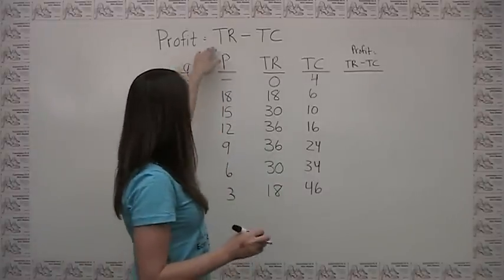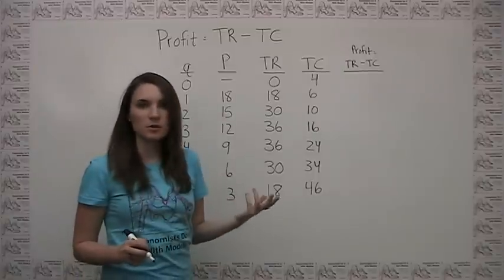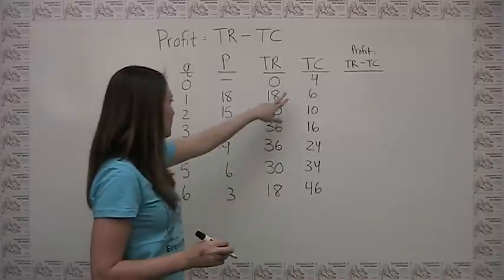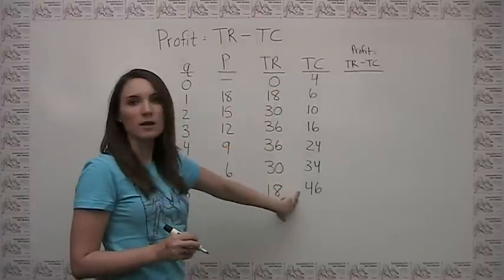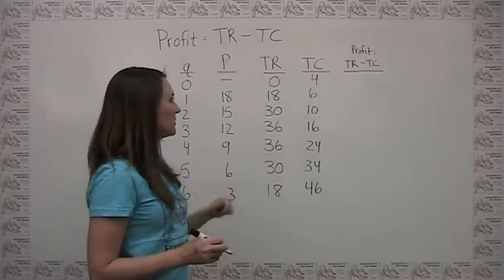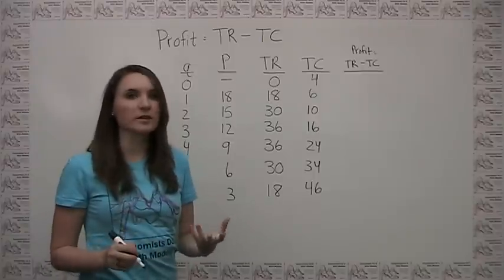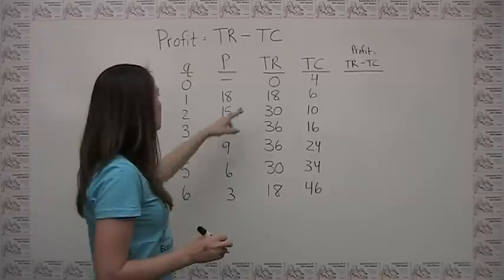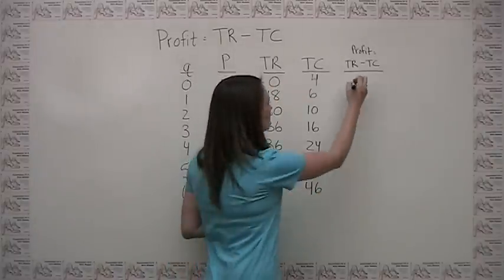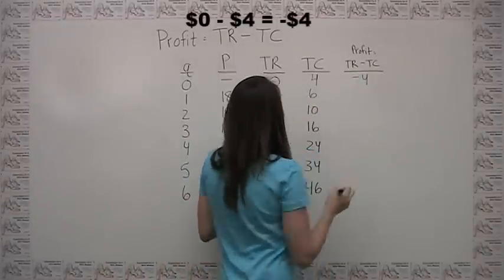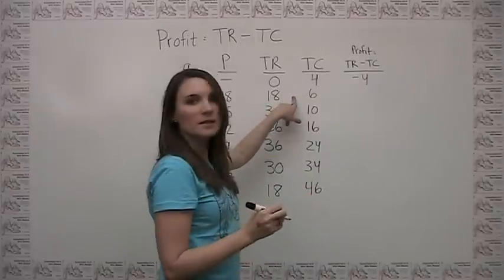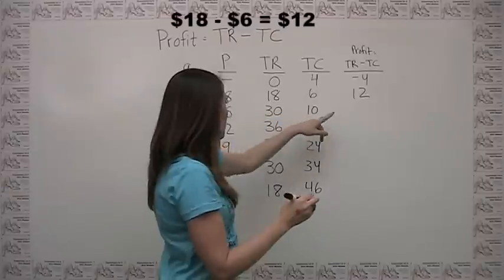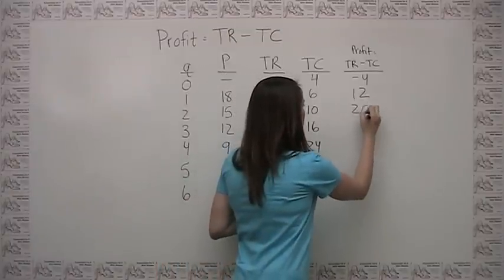Now we said here that profit was just equal to total revenue minus total cost. And now we have total revenue and total cost. So we can go ahead and calculate the profit generated by each quantity of output here. So here is 0 minus 4, which is negative 4. 18 minus 6 is 12. 30 minus 10 is 20.